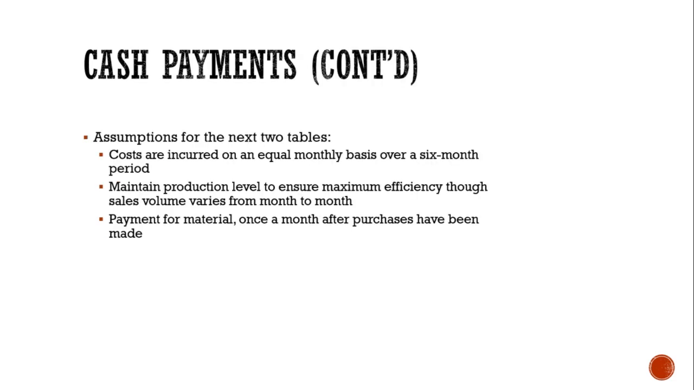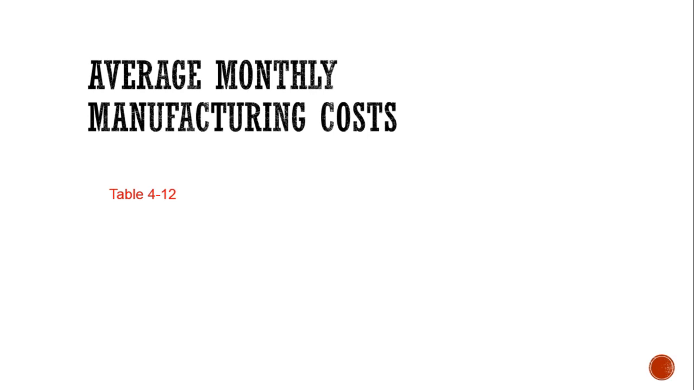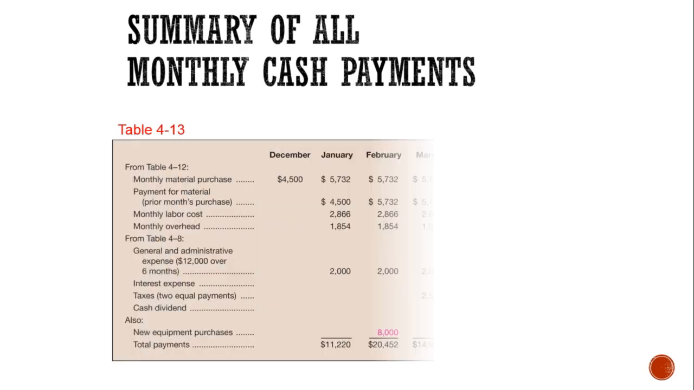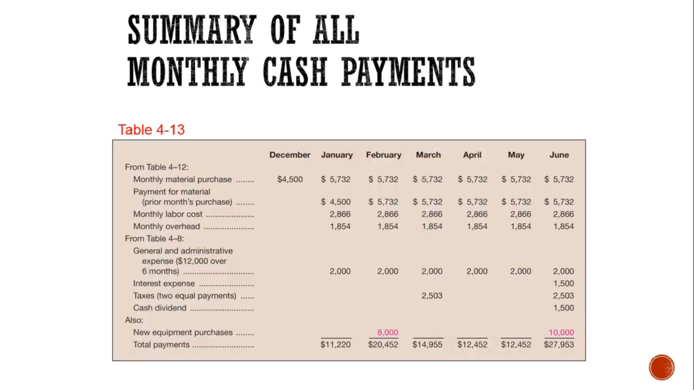Cash payments also go with assumptions for the next two tables: that costs are incurred on an equal monthly basis over a 6-month period, and they maintain production level to ensure maximum efficiency, though sales volume varies from month to month. Payment for material is made once a month after purchases have been made as well. Average monthly manufacturing costs are shown below. And then a summary of all monthly cash payments is in this table here.